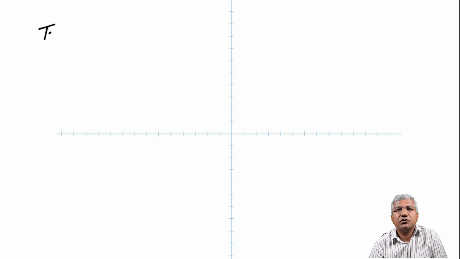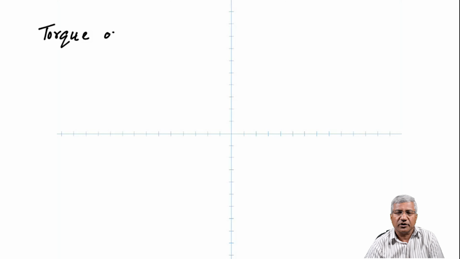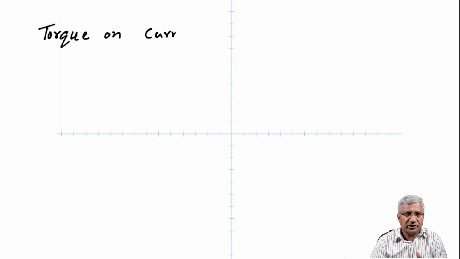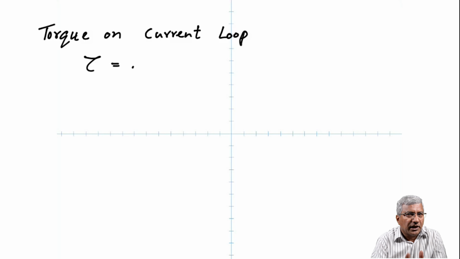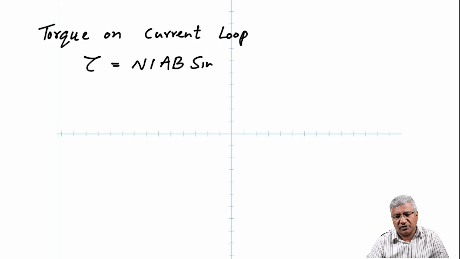Here we go into topic number 2. The torque on a loop situated in a magnetic field, which leads us to the principle of a generator. Because in a generator, you have a loop rotating in a magnetic field, okay? That is electromagnetic induction. But anyway, here is the torque. Torque is given by NIAB sine theta.